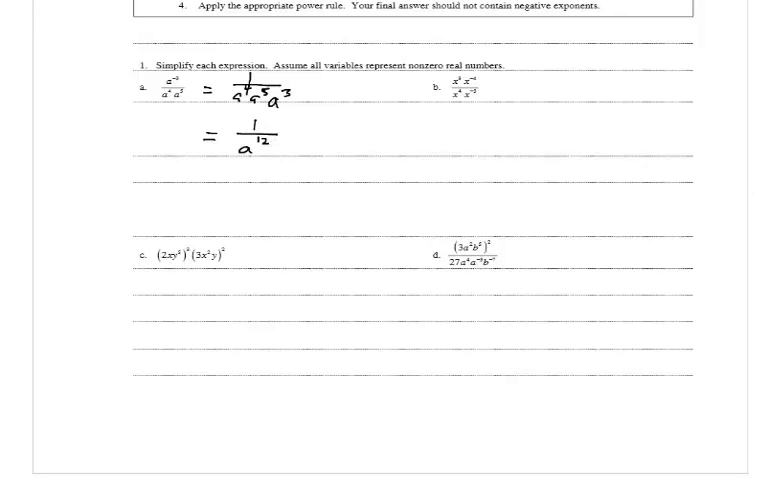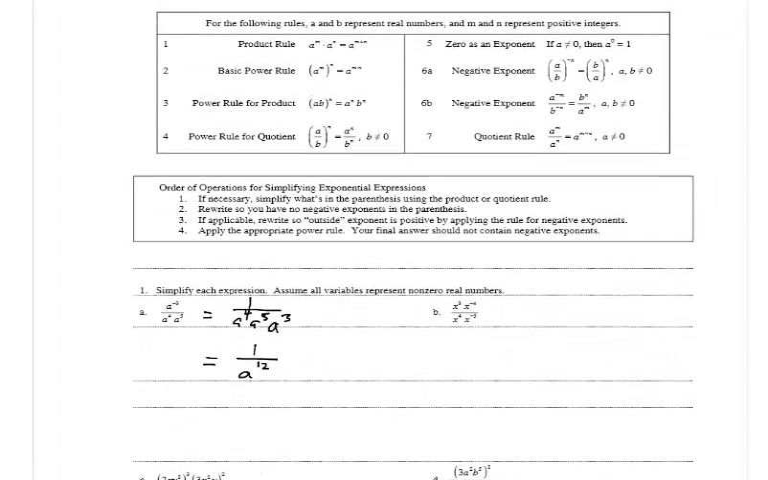So in this problem, we look back at our rules, and you can see that we used the negative exponent rule to bring our a to the negative third to the denominator and make it positive, and then we used our product rule to multiply a to the fourth times a to the fifth times a to the third.